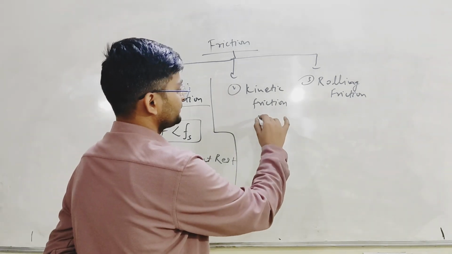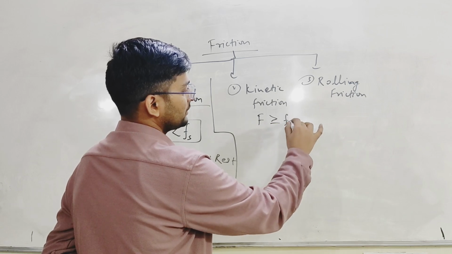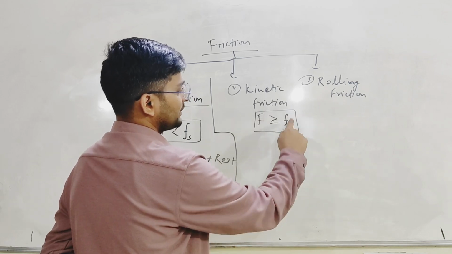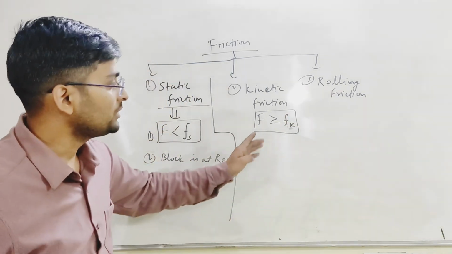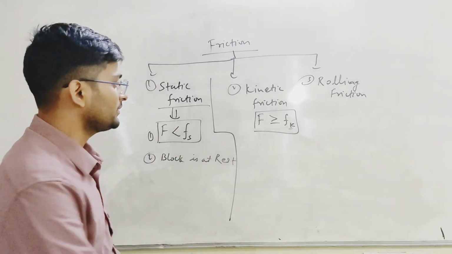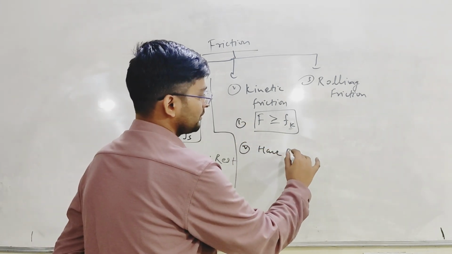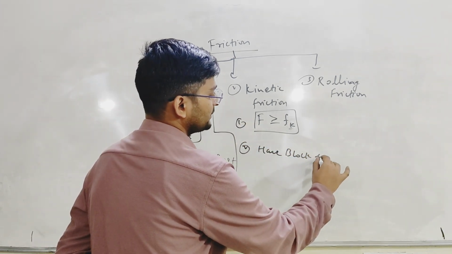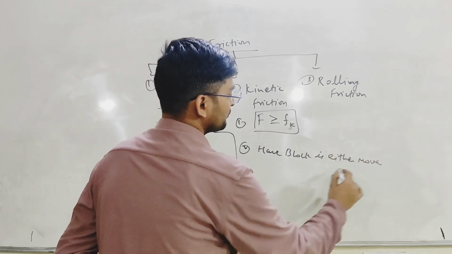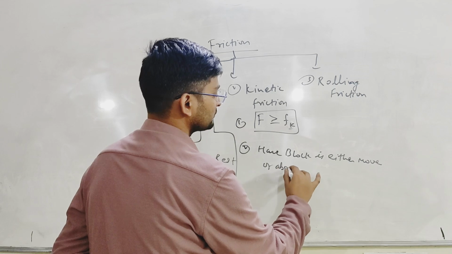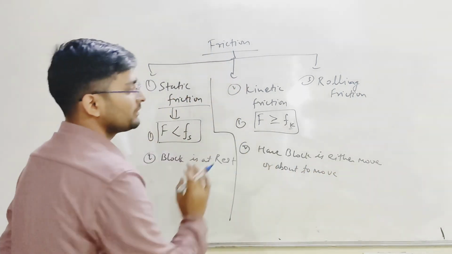It means here the applied force is greater than or equal to the kinetic friction. So that is the first property, and the second property is that the block either moves or is about to move. This is kinetic friction.